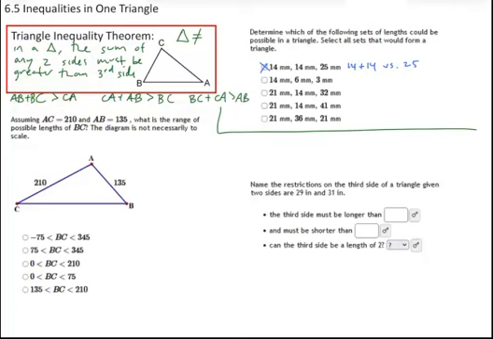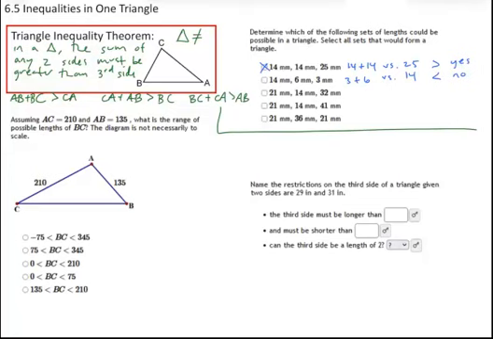Okay, what if we look at the next example? Here we have 3 plus 6. Those are my two smallest sides, and I compare that to 14. Is 3 plus 6 greater than 14? No. So again, this one was greater than, so yes. This one is less than, so no. So I leave that one blank.